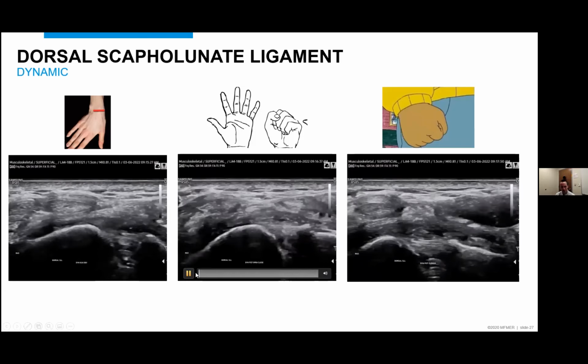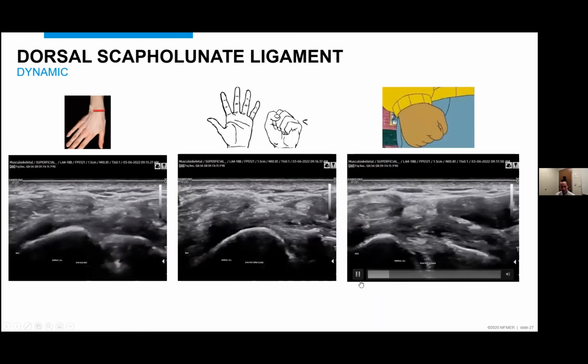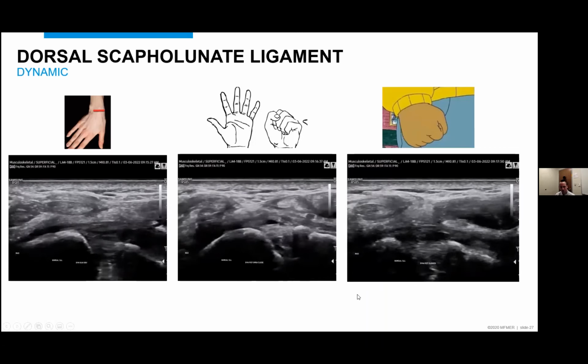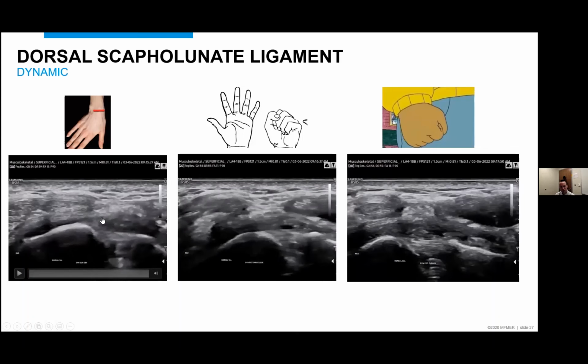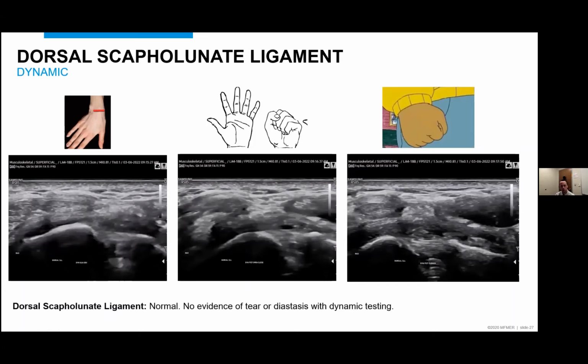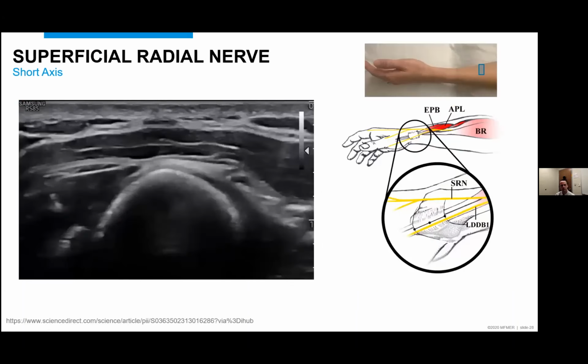I haven't found any studies comparing them to see which one gives the best view. I think you might see more separation with the ulnar deviation, but I think it's easier to maintain a pretty view of the dorsal scapholunate ligament with the clenched fist view. But regardless, for our patient, it was normal, no evidence of tear or diastasis with dynamic testing.